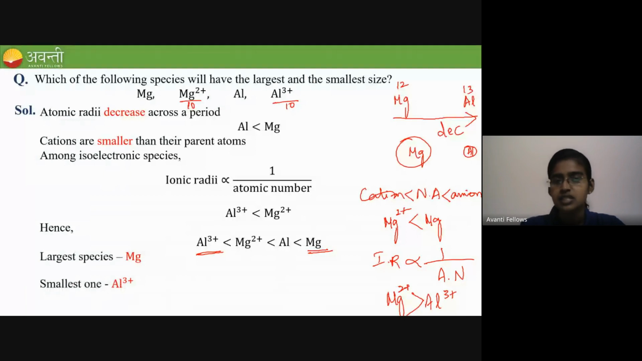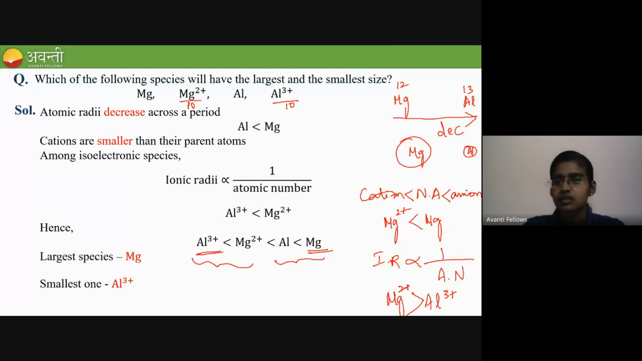Okay. Is this clear for all? If you're having any doubt in this, you can ask me. I'll give you some 10 to 15 seconds. Yes. Okay. Good, Hashira. You have got it. What about the others? First, you compare the neutral atom, then compare the isoelectronic species. Okay.